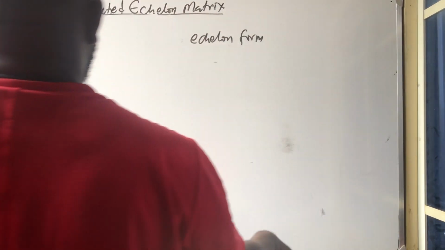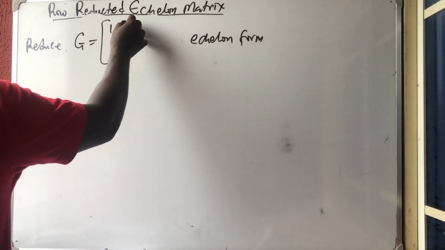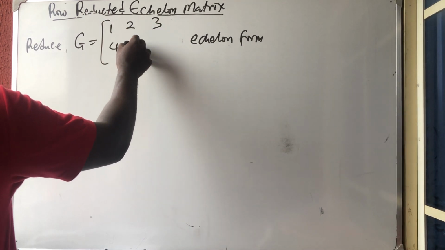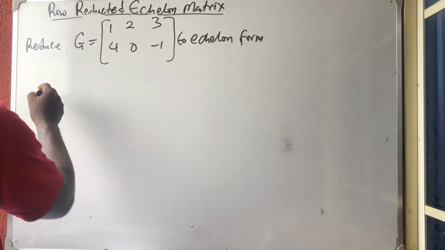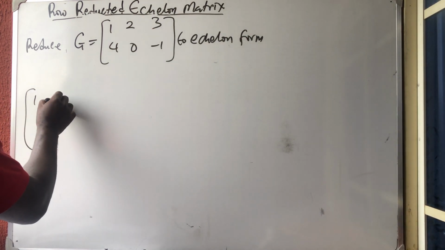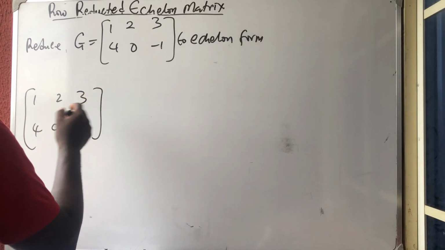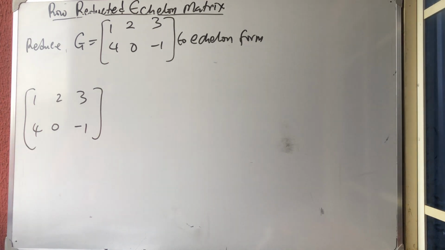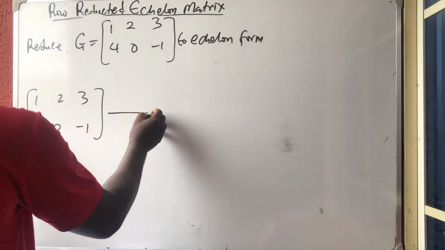Let's do the next one. The next one said we should reduce G, which is equal to 1 2 3 4 0 minus 1, to echelon form. Now what do we do? We have 1 2 3 4 0 minus 1 to echelon form. Now the first thing we need to do is to get here to be 0. This one first. And what do we do to get here to be 0?